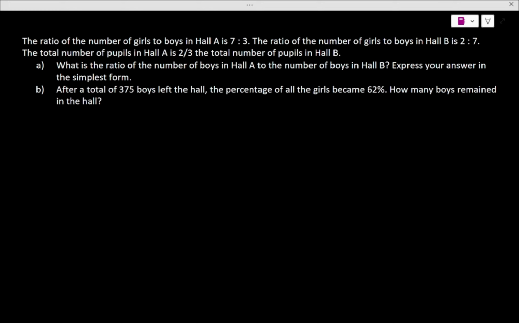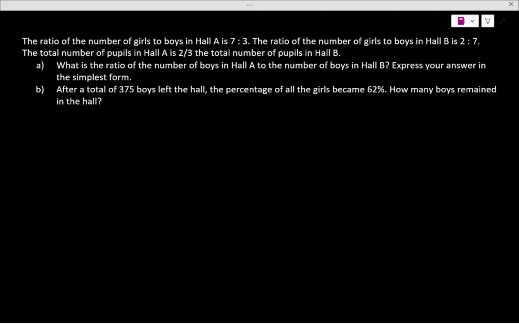Methodist Girls School Primary. This question is found in paper 2 and it's question 15. It is as follows. The ratio of the number of girls to boys in Hall A is 7:3. The ratio of the number of girls to boys in Hall B is 2:7. The total number of pupils in Hall A is 2/3 the total number of pupils in Hall B. Part A asks, what is the ratio of the number of boys in Hall A to the number of boys in Hall B? Express your answer in the simplest form.